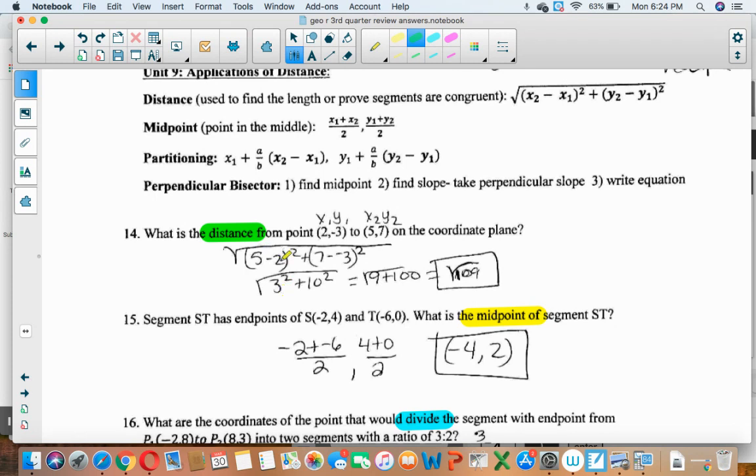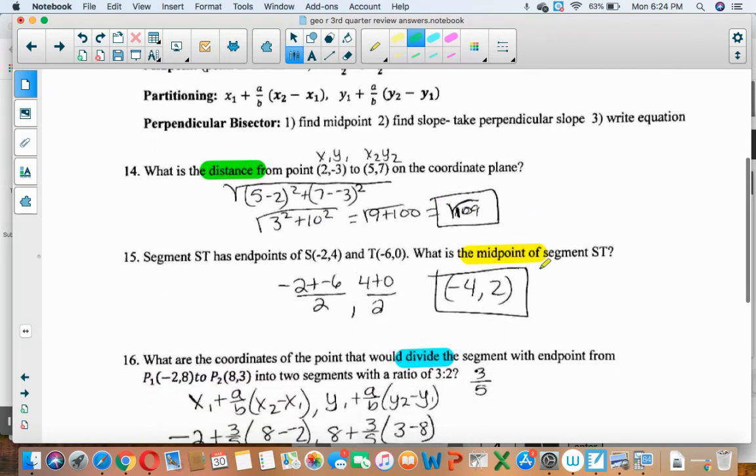5 minus 2, I could just do that in my head, is 3. 3 squared is 9. 7 minus negative 3 is actually 10, and 10 squared is 100. So this is the square root of 109, and I can leave it just like that.